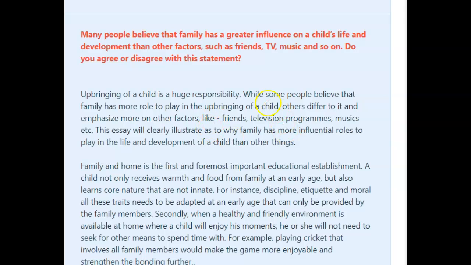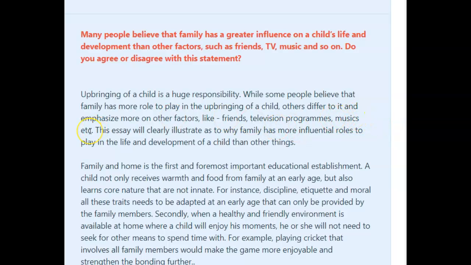So let's try it. While some people believe that family has a bigger role to play in how a child is raised, others disagree and emphasize other factors, not more on, like these things, music, okay?